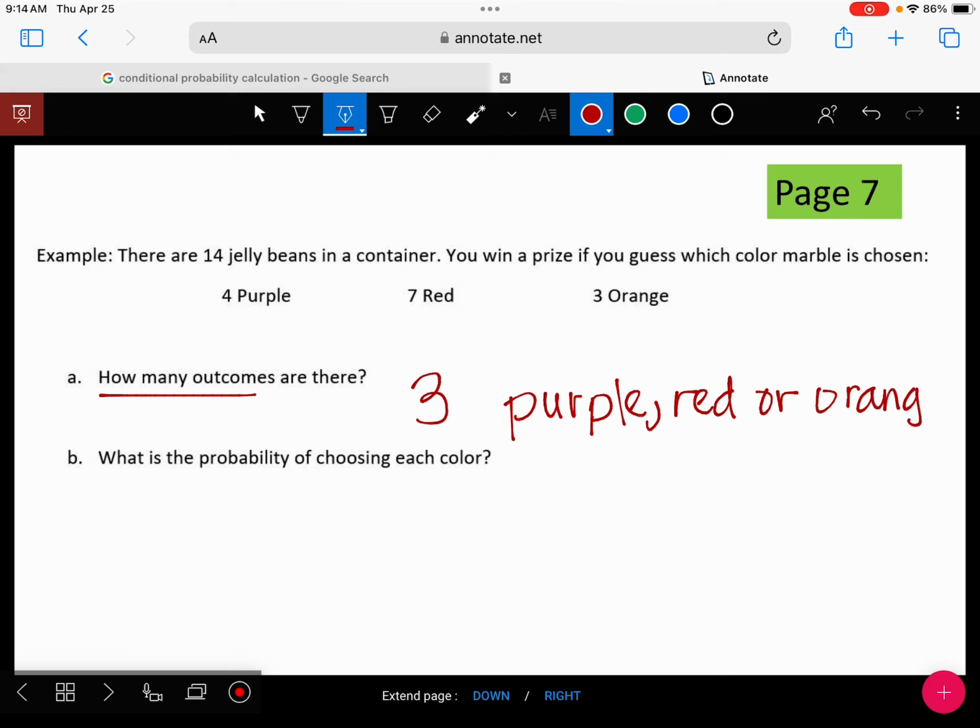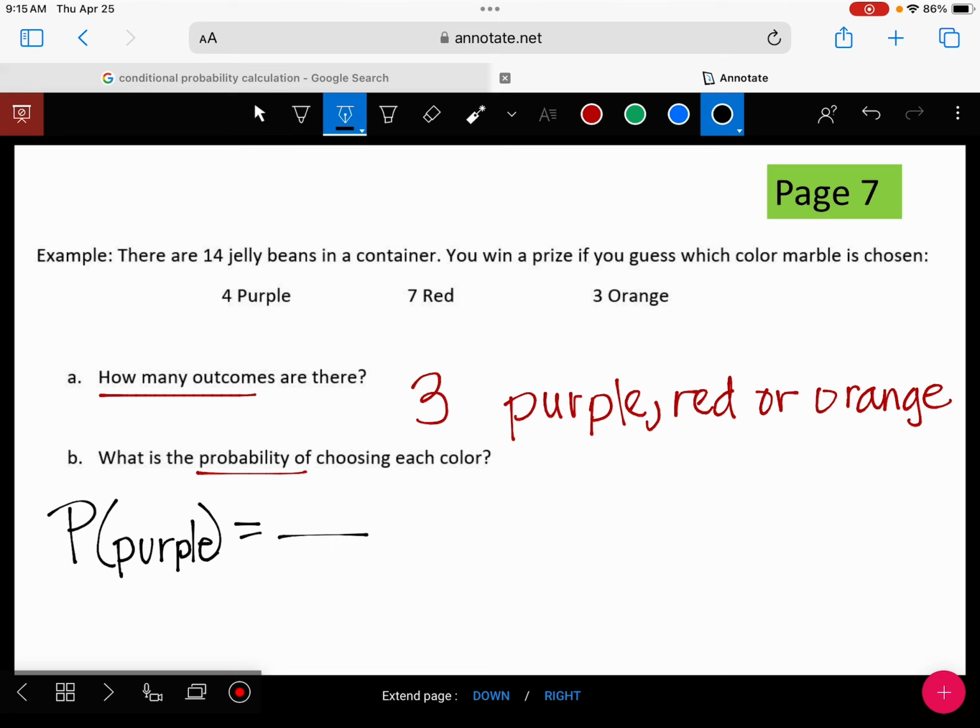So now let's find the probability of each color. So let's practice with our notation. When you tell me the probability, you're going to put a capital P on the outside and the event. So I want to know the probability of purple. See how I wrote that? Capital P, and then purple is on the inside of the parentheses because that's my first event.